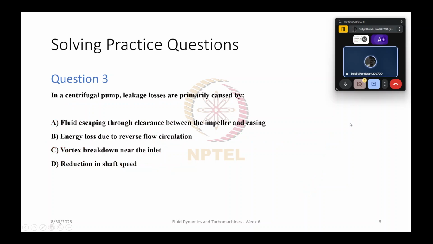We will move on to question number 3 now, which is asking us that in a centrifugal pump, leakage losses are primarily caused by what? Is it option A, fluid escaping through clearance between the impeller and the casing? Option B, energy loss due to reverse flow circulation? Option C, vortex breakdown near the inlet? Or option D, reduction in the shaft speed? So leakage losses, what is that caused by?